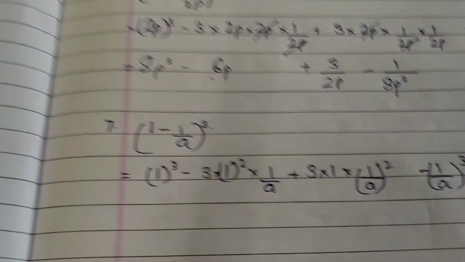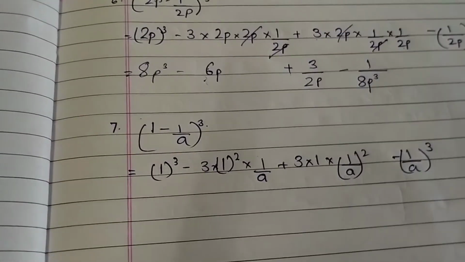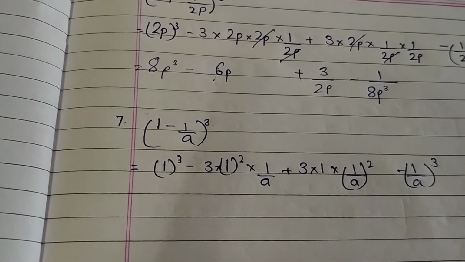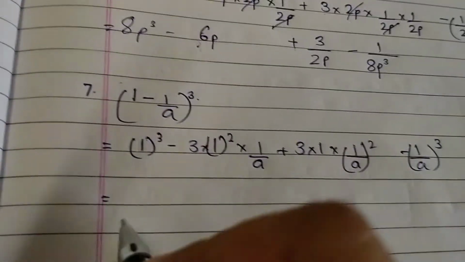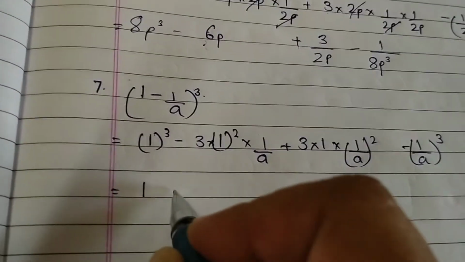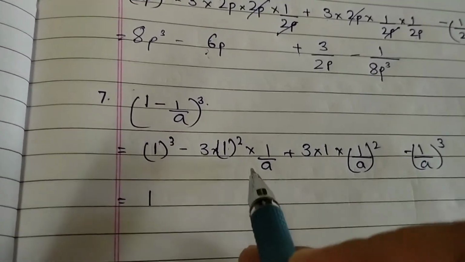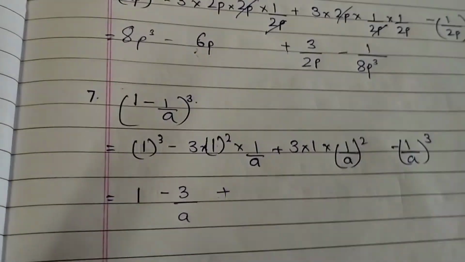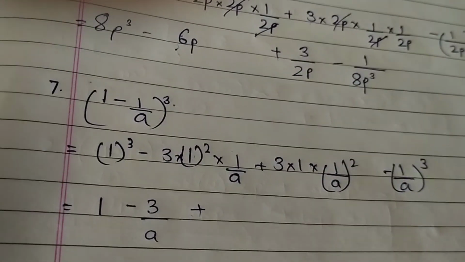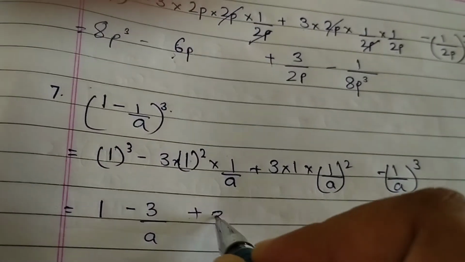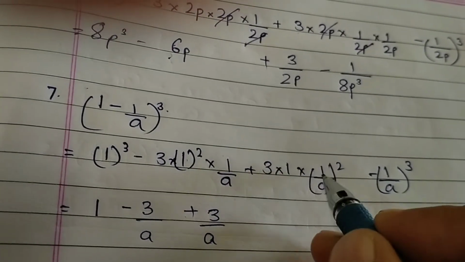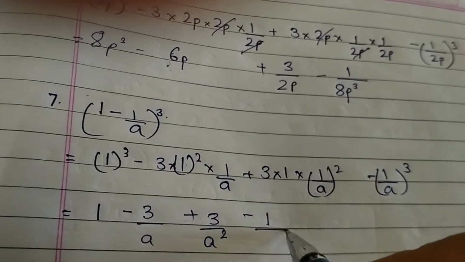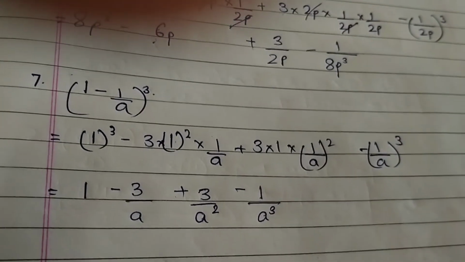So you know students that 1 cube is 1 only, and square of 1 is also 1. So we'll get the answer like this. So we'll get the answer as 1. Then here it will be 3 into 1, so it will be minus 3 upon a. Then we'll have plus 3 upon, 1 square is 1, a square is a square. And then we have minus 1 upon a cube. So this is our final answer.